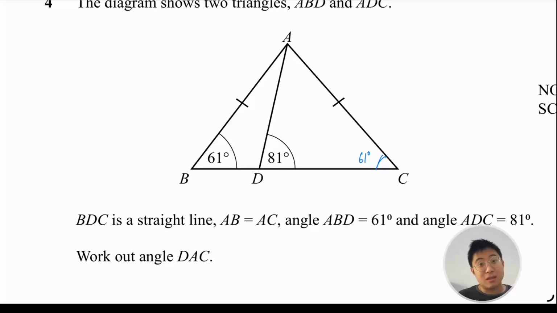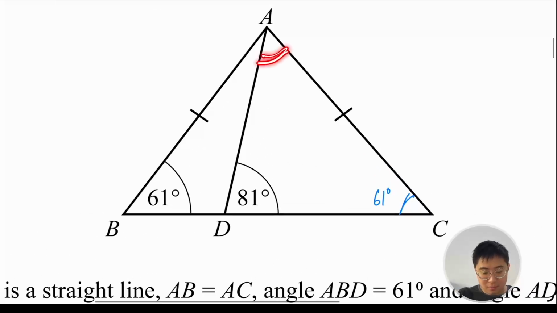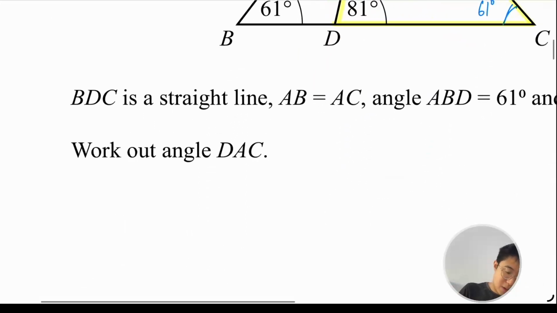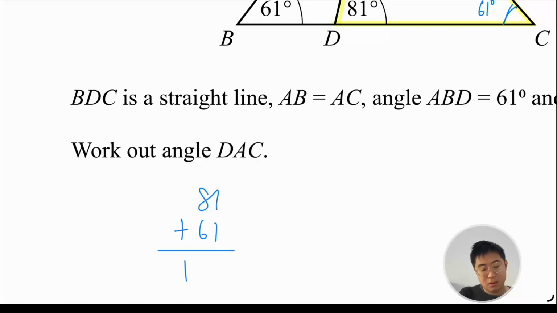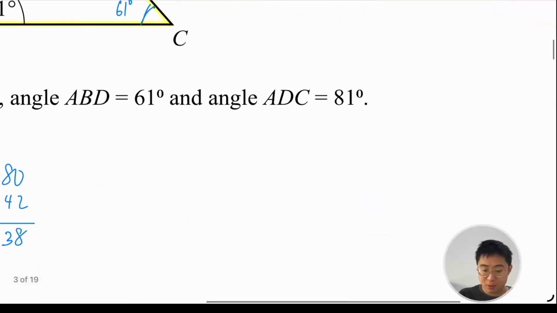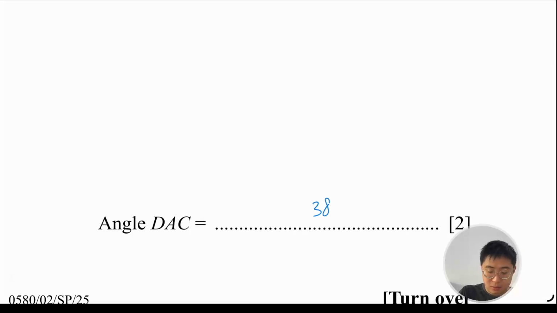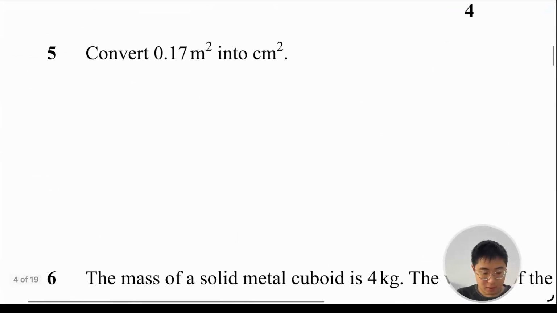Now, they want DAC. Where is that? DAC is up here, right? DAC. So that's the angle. They want this. And you can see that it is part of my triangle. And we know the total angle is 180 degrees. So I'll just have to minus the other two away. 81 and 61. I'm going to add them first because it's easier for me. 142. Okay, so 180 minus the total, it's going to be 38. Okay, so 38 degrees is the answer.